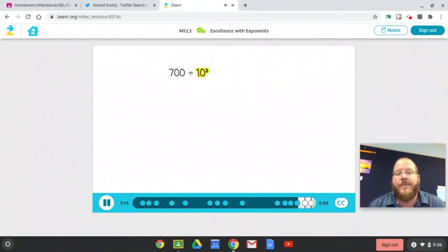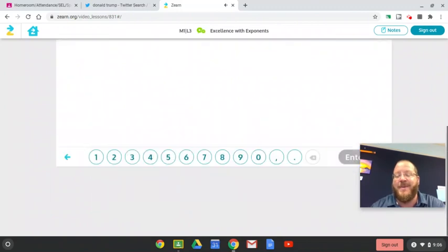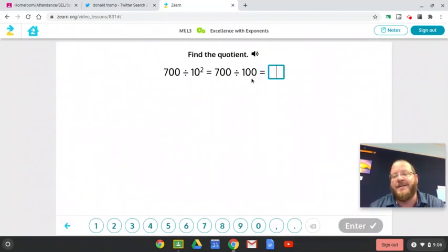10 to the second power equals 100. So 700 divided by 10 to the second power equals 700 divided by 100. Beautiful. Find the quotient. Okay, so now here's where my 7 comes back in. Like I said, 700 divided by 100, you get rid of the zeros. It's 7 divided by 1. It's going to be 7.